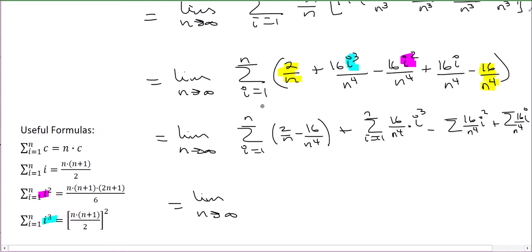This is just a constant. There's no i in here. So this is like a c, right? Remember again, n is a fixed number. So if I was using 16 rectangles or 8 rectangles, this will be i equals 1 to 8. And this will be 2 over 8 and 16 over 8 to the 4th. So this is just a constant because there's no i in this formula. So I can use the first one. So it will be n times c. So this is n times 2 over n minus 16 over n to the 4th.